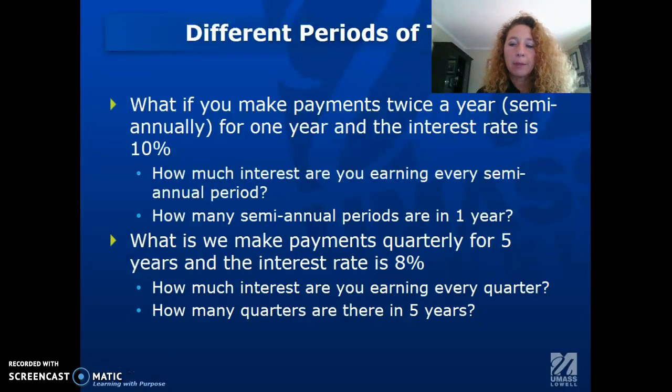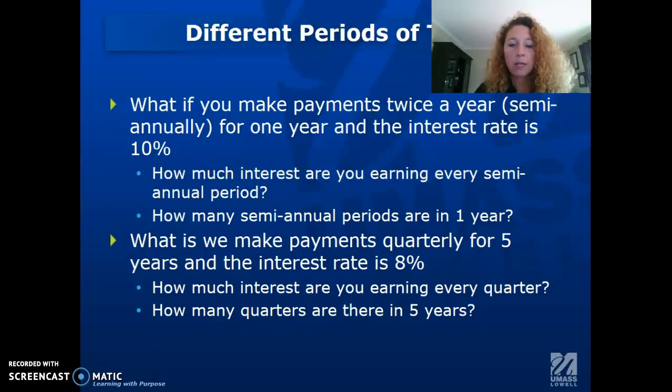All right, let's try another one. What if we make payments quarterly for 5 years and the interest rate is 8%? Okay, so it's 8% for the whole year, but I want to break it into quarters. There's 4 quarters. So if there's 4 quarters in a year, then for every quarter I'm earning 2% interest, right? 8% divided by 4. So then we have 2% per quarter. And in 5 years, there'll be 20 quarters.